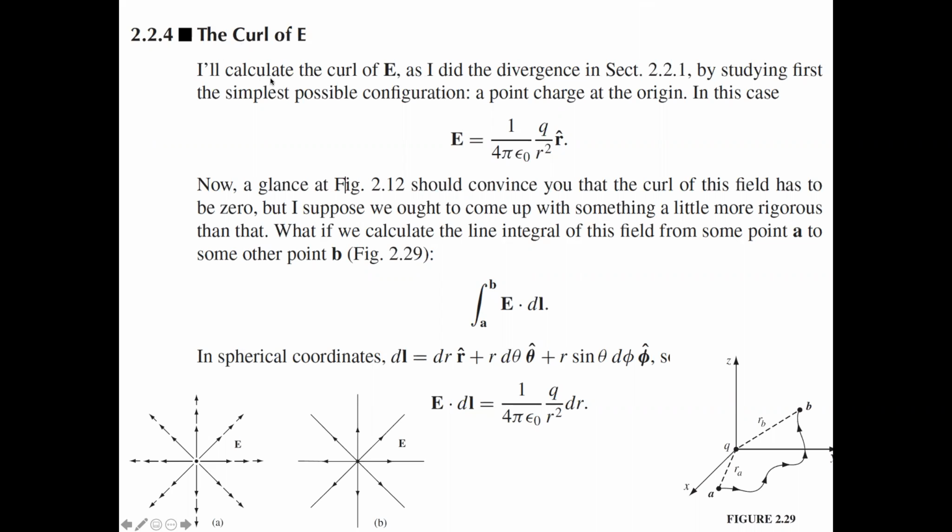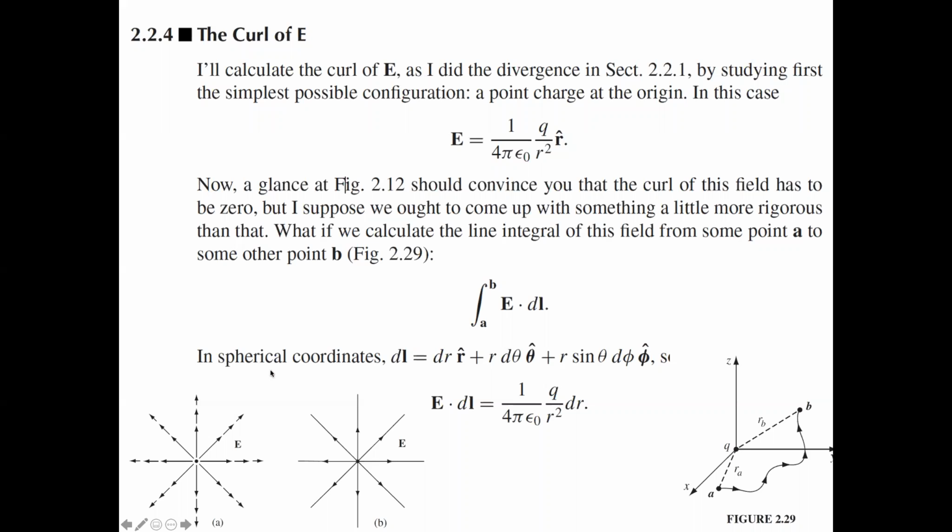So now let's calculate the curl of E. Let's start with the divergence in the previous equation by first considering the simplest case, which is a point charge at the origin. In this case, the electric field could be calculated using this equation. We have derived this equation in previous lectures. That's a very simple equation, and it's Coulomb's equation.